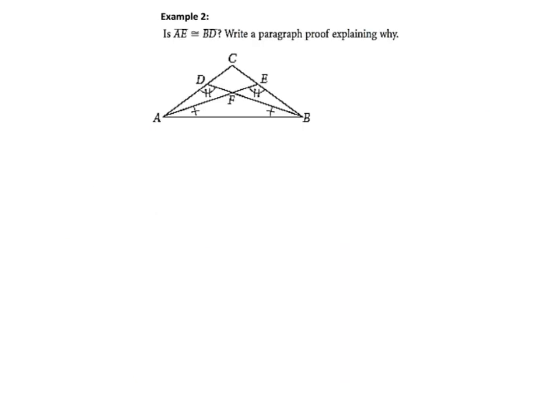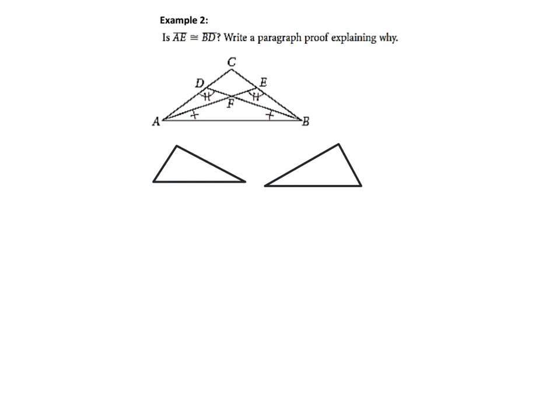Example 2: is AE congruent to BD? Write a paragraph proof explaining why. So this picture looks a little bit confusing to me, so I'm just going to start off with the question they asked me. Is AE congruent to BD? AE is right here, and BD is right here. So I think I just want to focus on this triangle here, and this triangle here, because I need those two sides. So I'm going to redraw this picture by pulling out those two triangles.